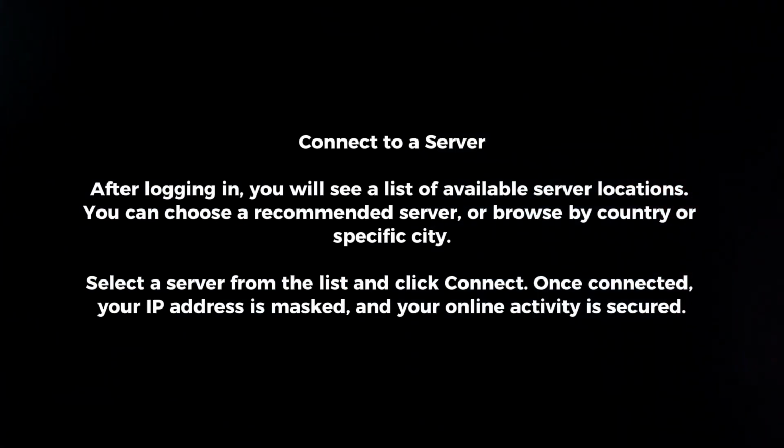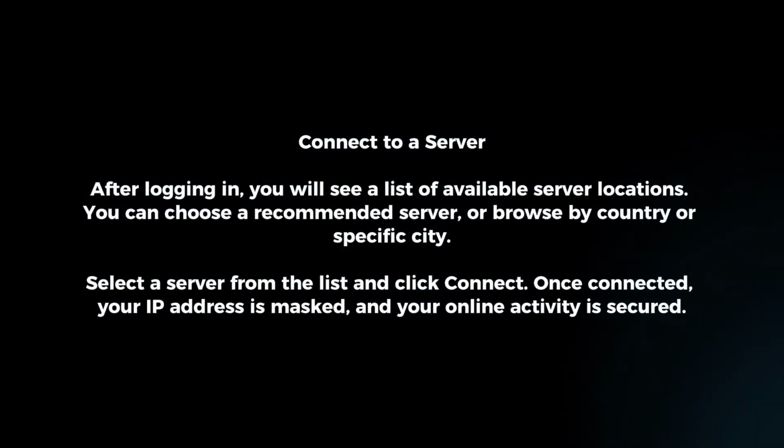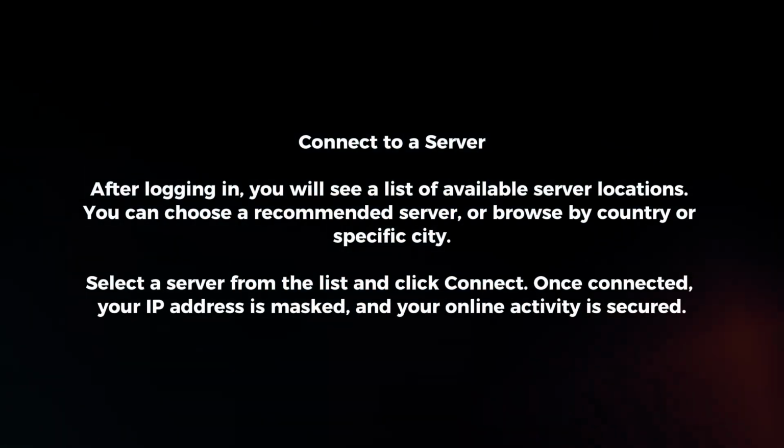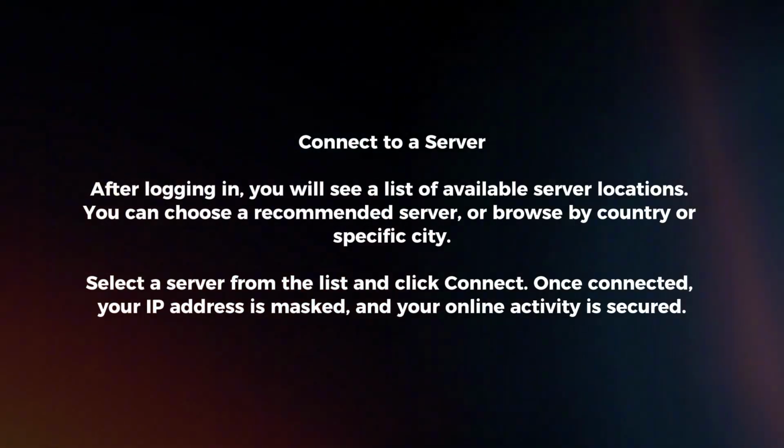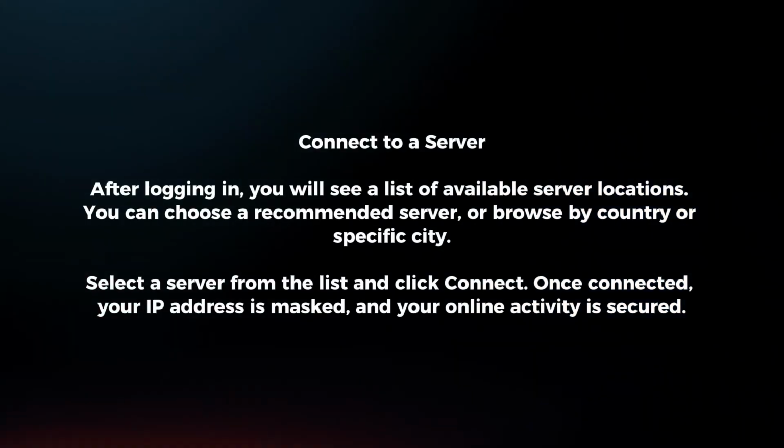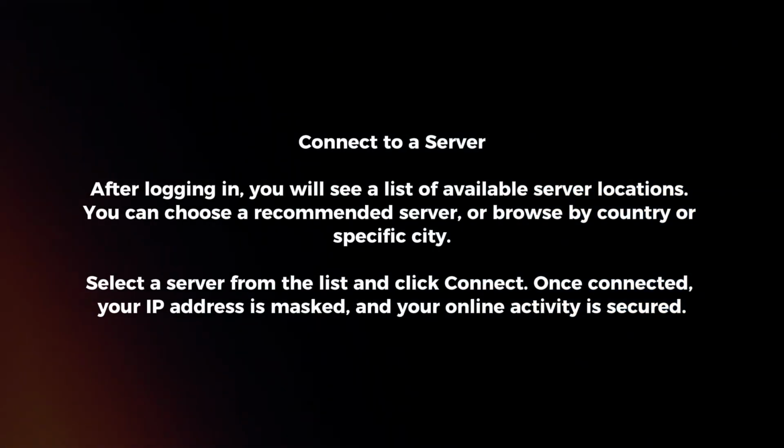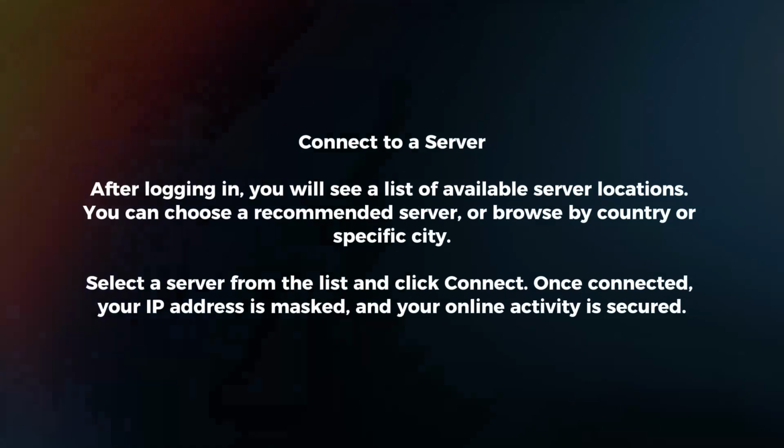Connect to a server. After logging in, you will see a list of available server locations. You can choose a recommended server or browse by country or specific city. Select a server from the list and click Connect. Once connected, your IP address is masked and your online activity is secured.